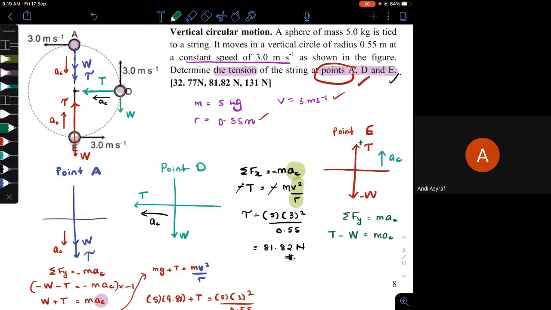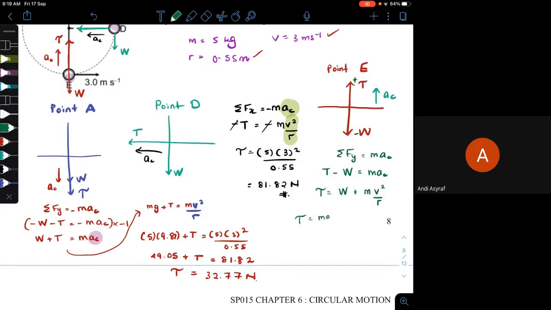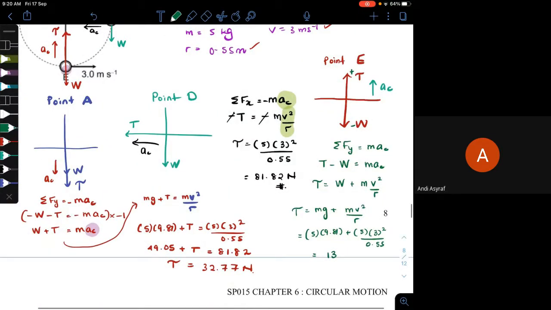Okay. So we want to find the value of tension. So T is equals to W plus M V square over R. So T is equals to mg plus mv square over R. So masukkan our mass is 5. So your tension would then be 131 Newton. Okay. Any question you can ask me, okay?